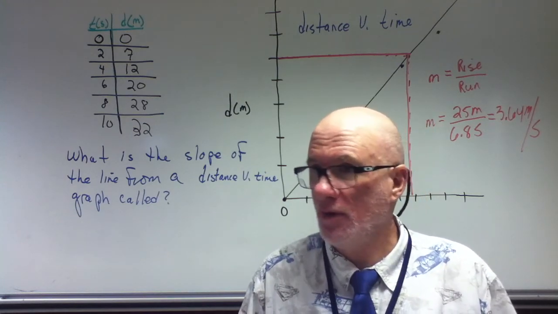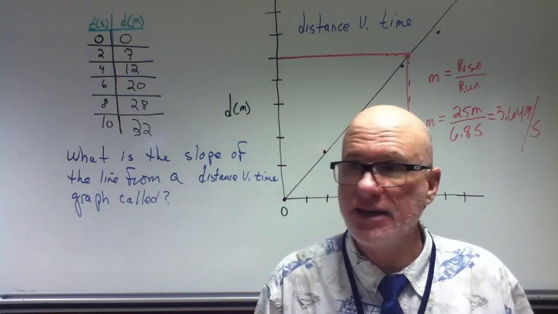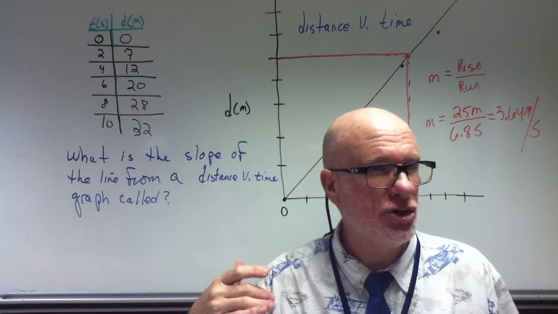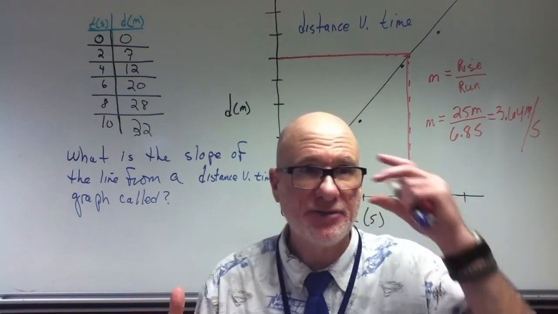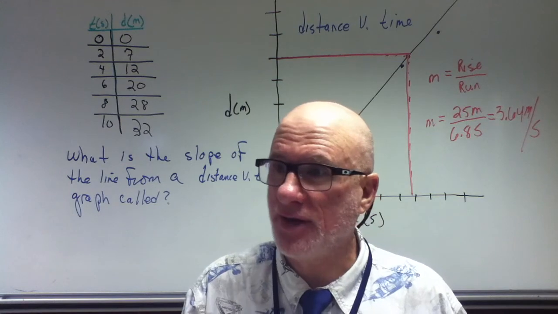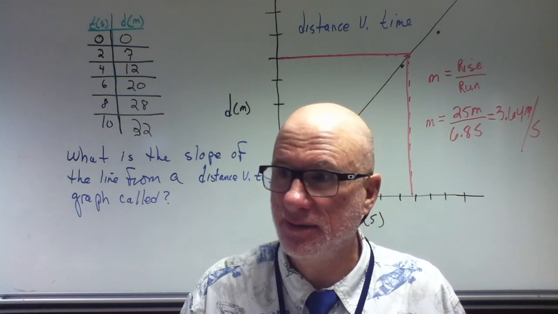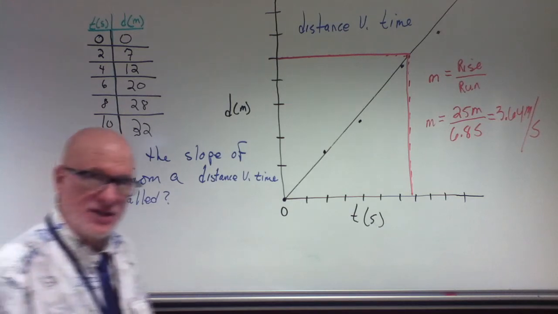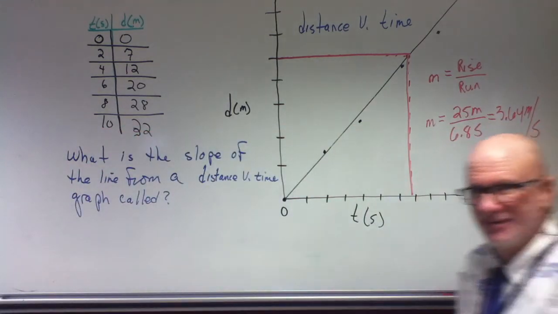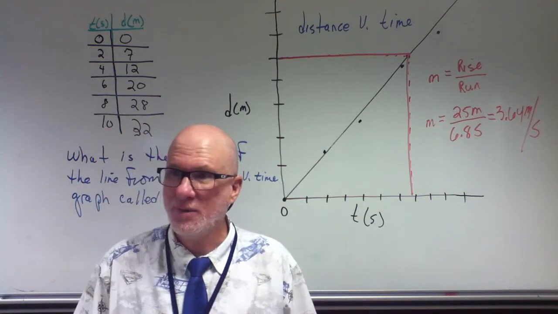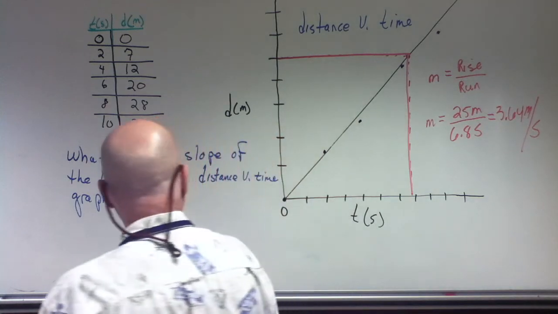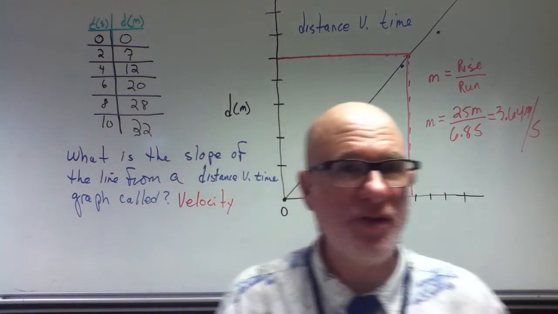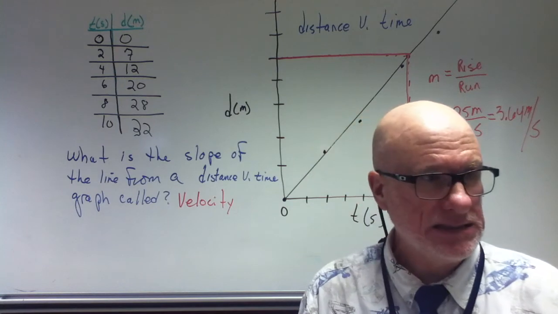Or velocity, right? If I said to you, find the velocity from the distance time graph, is that speed, or could you argue that it's velocity? Is it a positive slope? Does it have magnitude and direction? What's the direction? Positive. What if this is positive? What would this be? Negative. You get it? So the answer is: the slope of the line is called the velocity. Does that make sense?